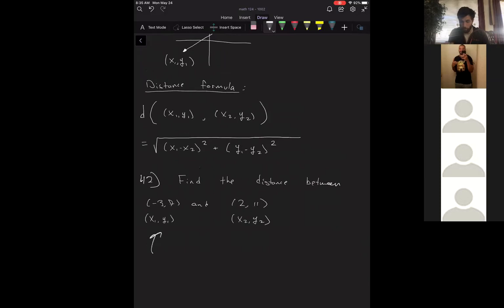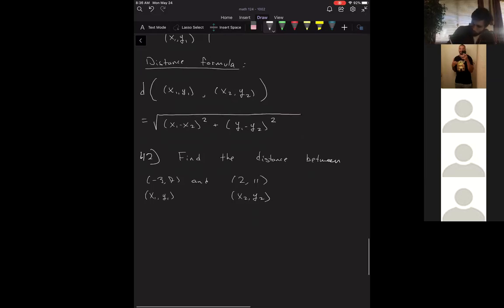We could have called this first point x2, y2, and we could have called the second one x1, y1. It doesn't matter. We just have to stay consistent. So we'll just call this first one x1, y1, and we'll call the second one x2, y2. So now let's plug everything into the formula. So the distance, see how we have x1 minus x2 squared. So let's subtract the x values.